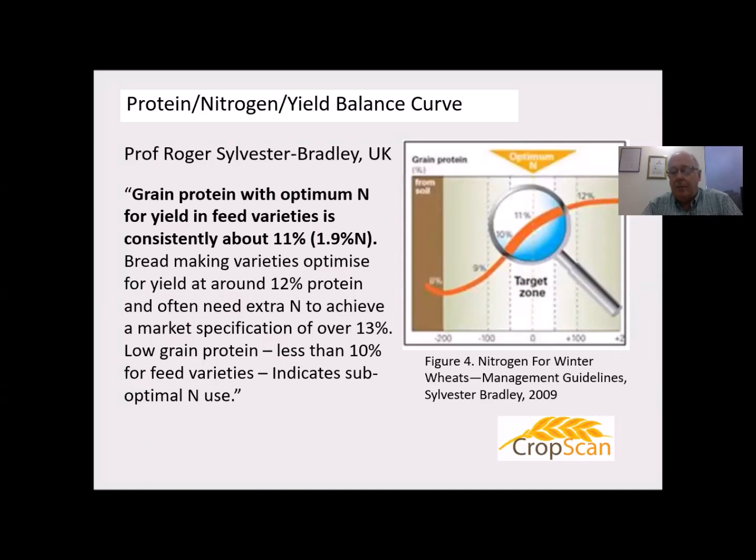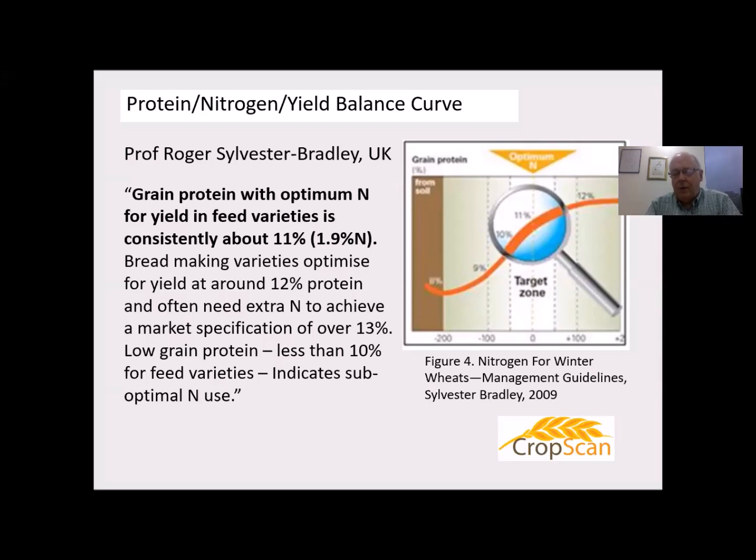And lastly, we see a study that was done in the UK. Professor Roger Sylvester Bradley reported in a report called Nitrogen for Winter Wheats Management Guidelines in 2009. Now, his plot is a little bit different, but if you look at his conclusion, it's basically the same. Grain protein with optimum N for yield in feed varieties is consistently about 11%. He says for other varieties it's 12%. So between this 11 and 12% is where the optimum yield is going to occur. Now, at first looking at this, it could be interpreted that, oh, we're putting the horse before the cart.